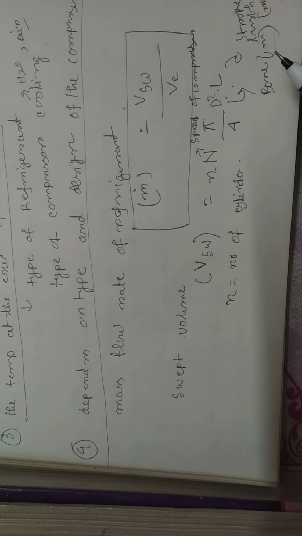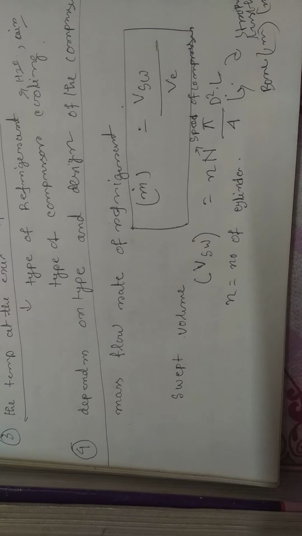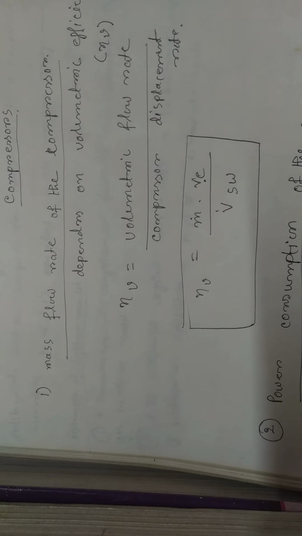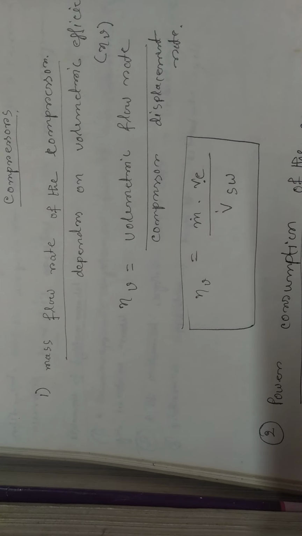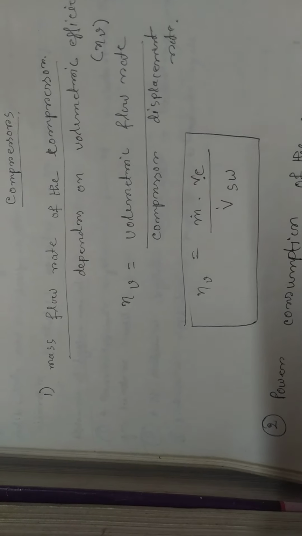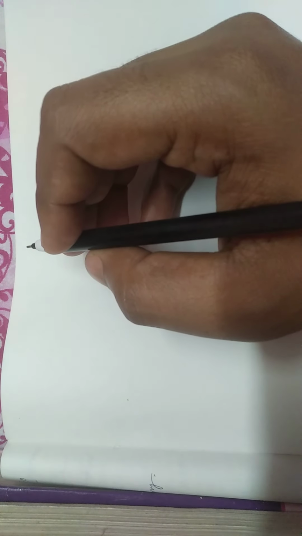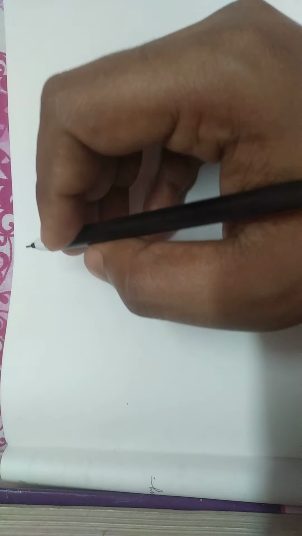Now, we covered the performance of reciprocating compressors, but we actually don't identify the ideal compressor. If you want to have some idea of an ideal compressor, what characteristics or properties should be there so that we can call it an ideal compressor? An ideal compressor is one in which the clearance volume is zero.